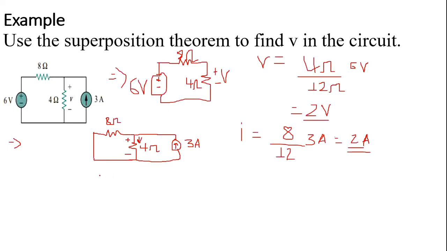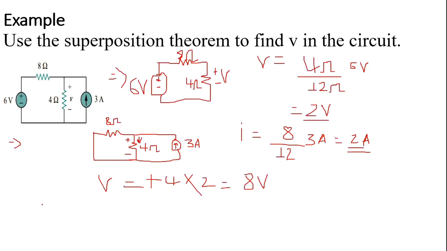So voltage V can be calculated as positive, since the current is entering the positive terminal of this resistive element. So 4 times 2, which is 8 volts. This indicates that 8 volts is dropped across this resistance by the contribution of this 3 ampere source. Now let's find the total voltage contributed by these two sources.